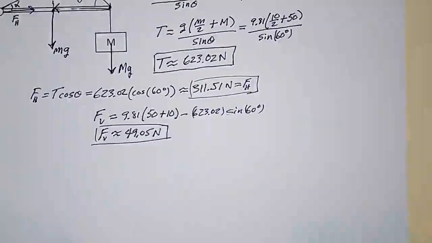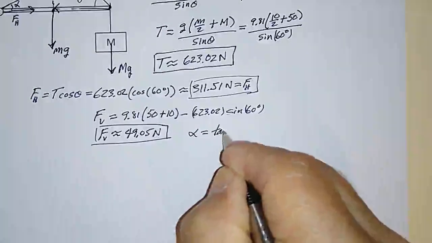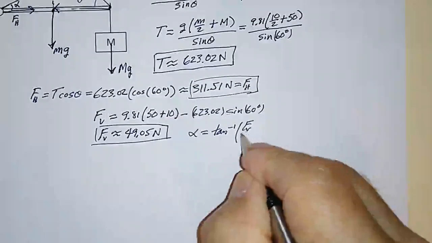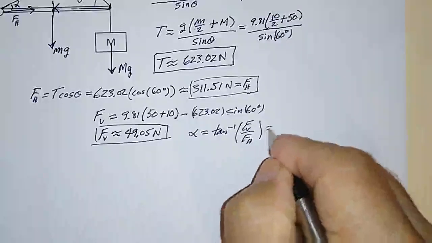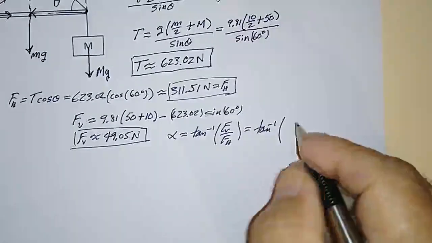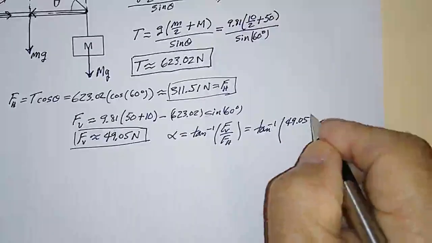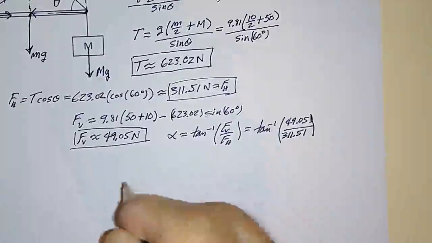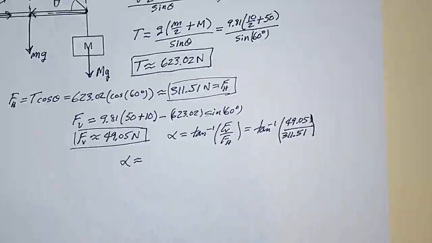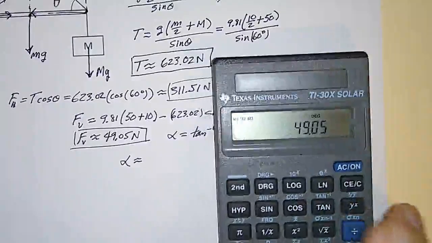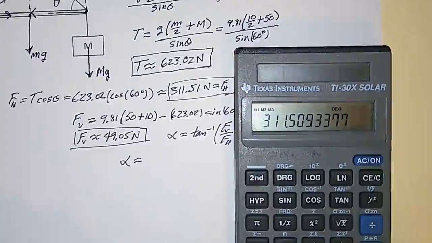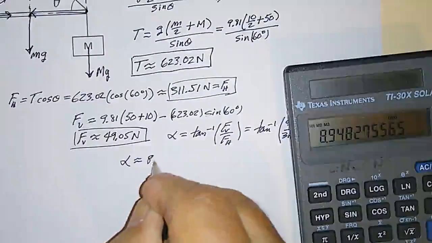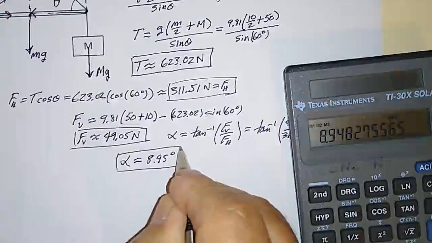And finally, I want to find the angle alpha. So alpha is equal to arctangent of the ratio of the vertical component to the horizontal component, which is FV over FH, and that's equal to the angle whose tangent is 49.05 divided by 311.51, and that works out to be approximately, well, let's see, 49.05 divided by 311.5 equals that, and the inverse tangent of that is equal to 8.95 degrees. And that's what I wanted to find, and that's how you do it.